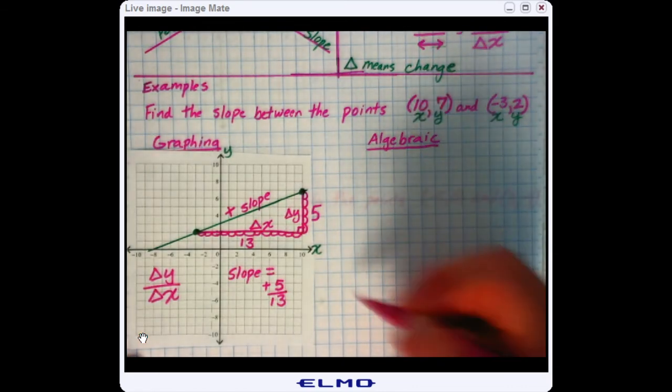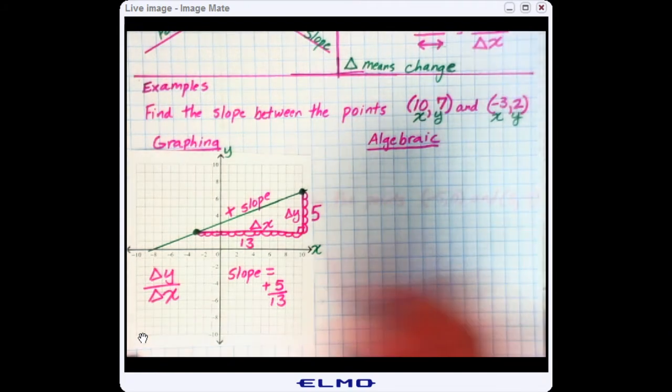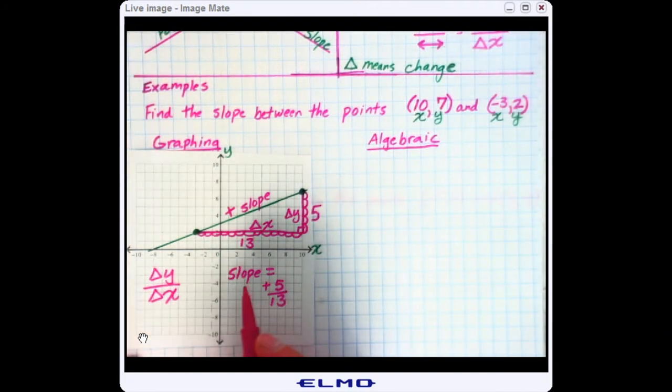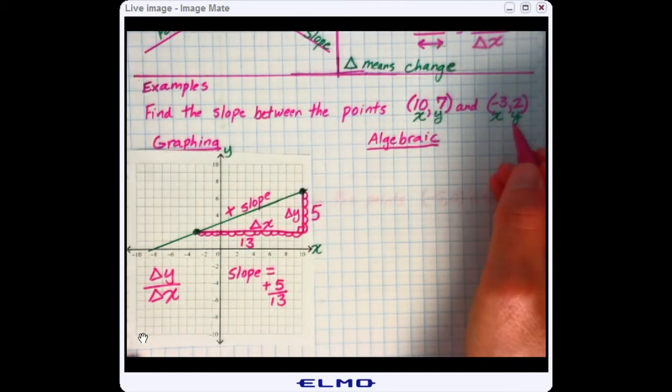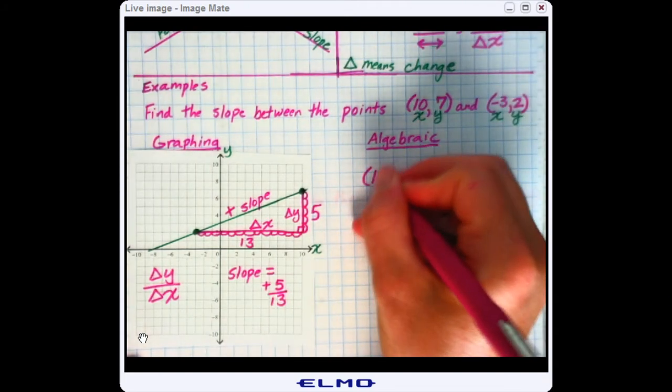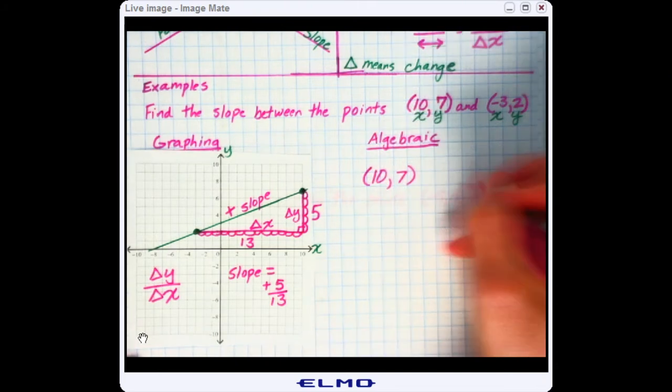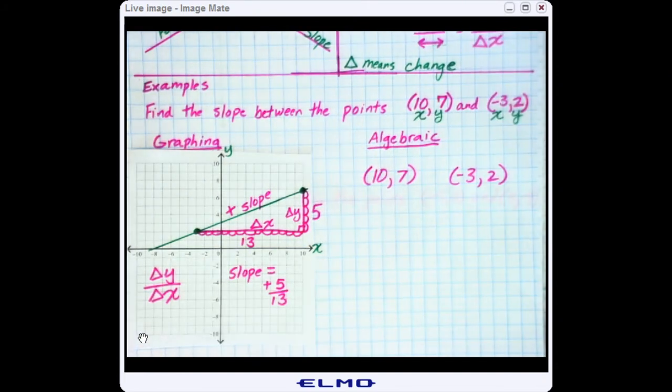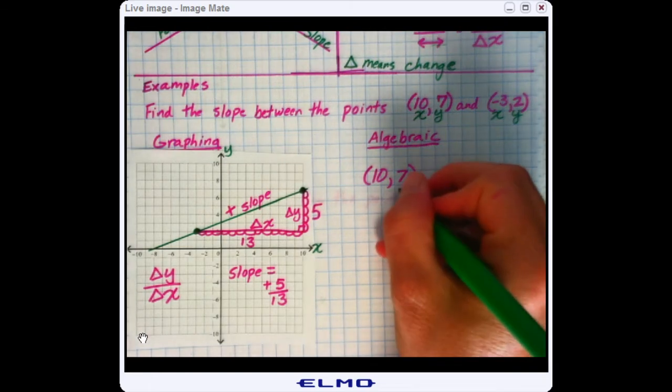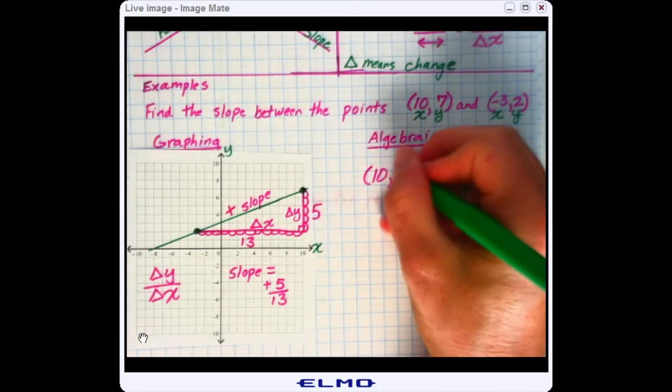Now I can also solve this algebraically. I don't need to draw a graph to find slope, but oftentimes it's visually helpful. If I want to just go straight from my 2 points, I have the point 10, 7, and I have my point negative 3, 2. And as we talked about, it is our change in y values over our change in x values.